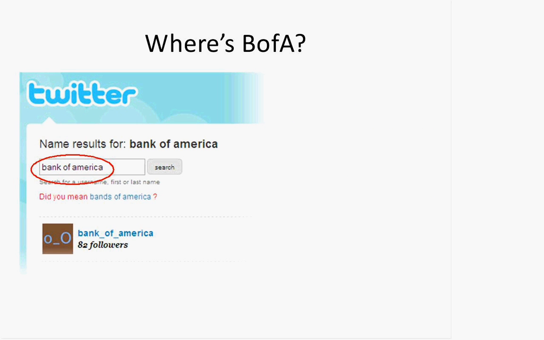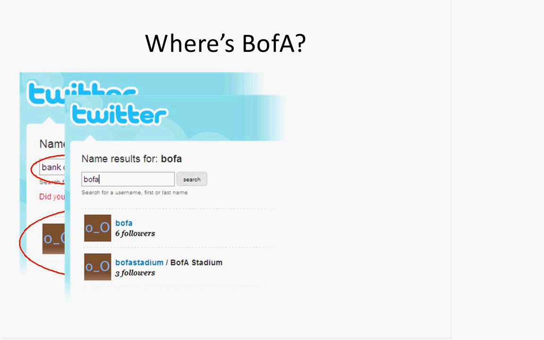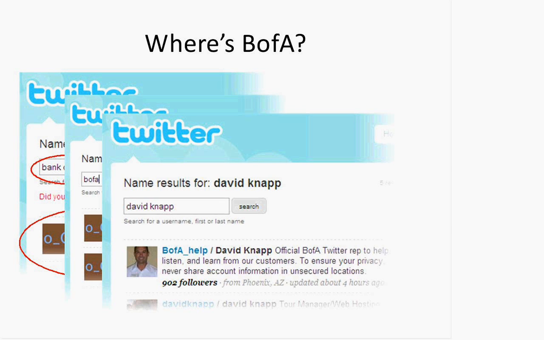So what happens when you go to search for Bank of America? Well, if you search on Twitter for Bank of America, you'll see that you wind up getting this inactive Bank of America account. It's not what you're looking for. If you search for B of A on Twitter, you get these two inactive B of A accounts. If you search for David Knapp, you get the official B of A help account, but you have to know how to search for David Knapp, and most people aren't going to know beforehand that he's the Twitter rep.